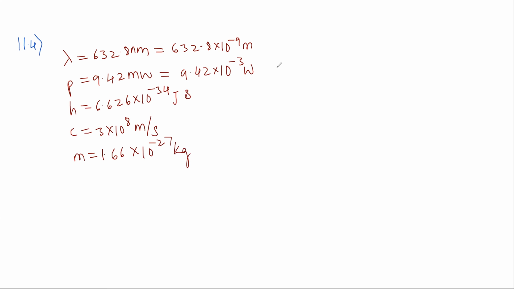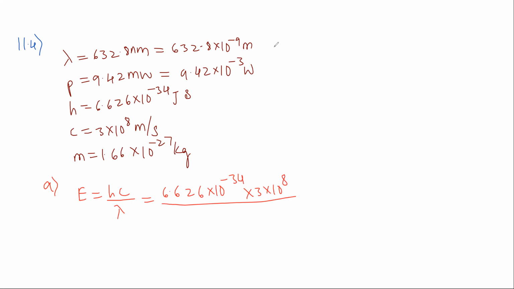So first one, what we have to calculate, energy of each photon is given by the formula E is equal to hc divided by lambda. So Planck's constant 6.626 into 10 to the power of minus 34 into 3 into 10 to the power of 8 under C value divided by wavelength is 632.8 into 10 to the power of minus 9. So ಇದನ್ನ ಸಿಂಪ್ಲಿಫೈ ಮಾಡಿದಾಗ 3.141 into 10 to the power of minus 19 joule ಅಂತ ಬಂತು.